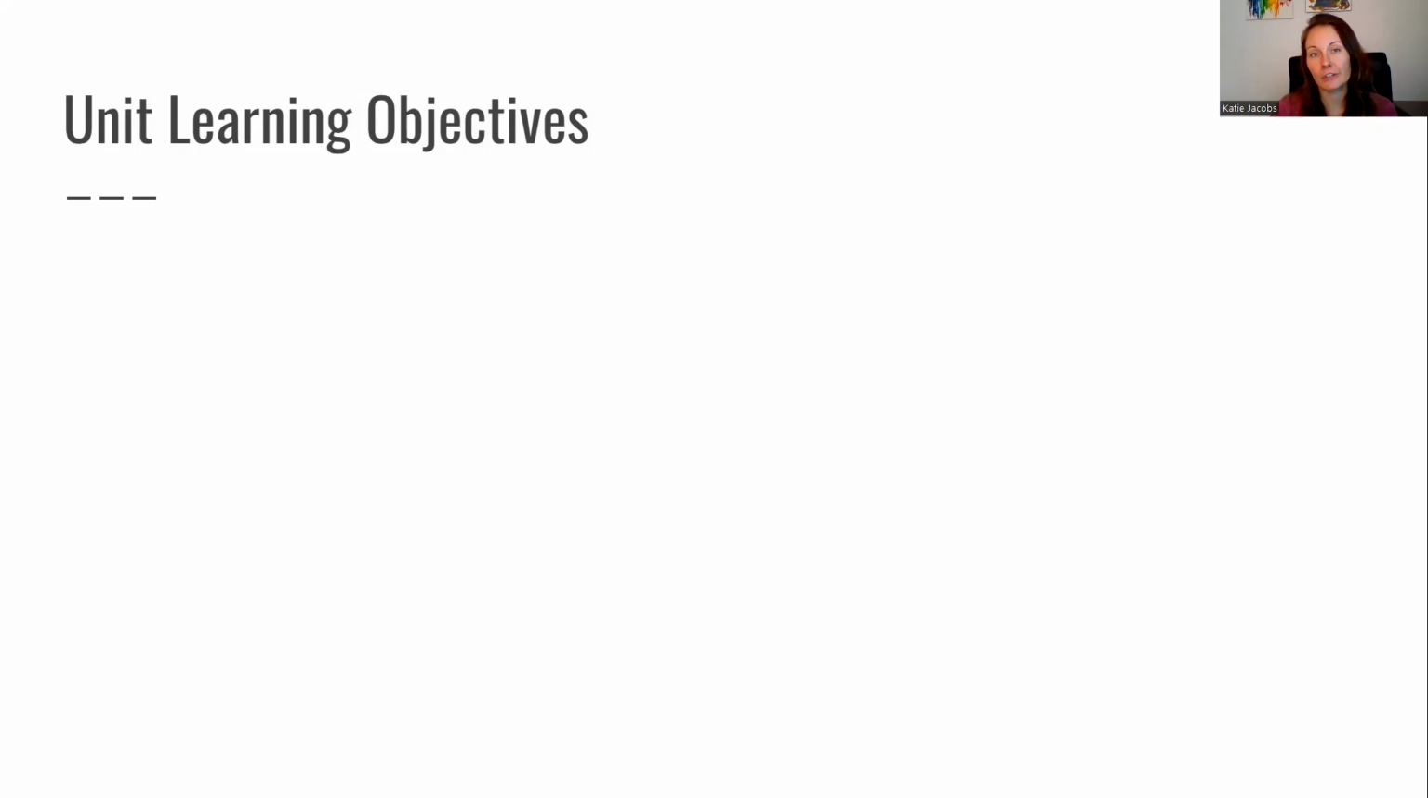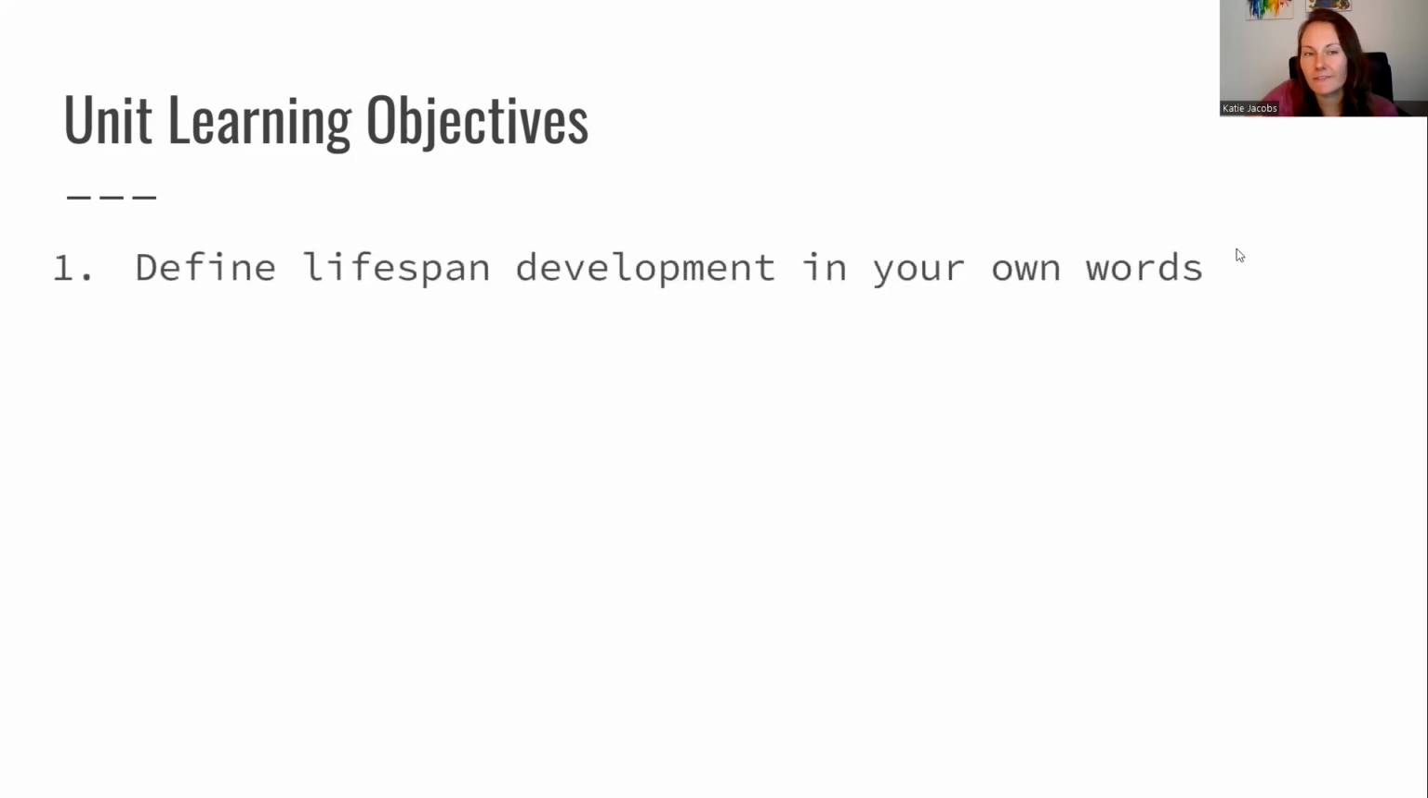What I do provide for you each week are unit learning objectives. What you should do is take these, and by the end of the module each week, notice I'm saying each week, make sure that you can do these things before moving on to the next module's materials. So for this unit, by the end, you should be able to define lifespan development in your own words. Notice it says in your own words, not in Dr. Jacobs' words, because when we translate it into what we know, it makes it easier for us to remember things.